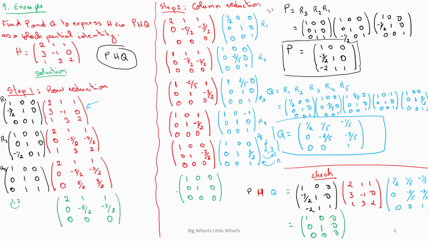what you do is perform step 1, row reductions: multiply the main matrix by the elementary reduction matrices from the left. Then you perform column reductions by multiplying the matrix by elementary reduction matrices from the right, until you get to a block partial identity. Is that okay? We will stop here and see you in the next video.